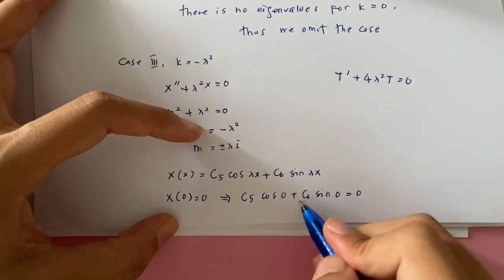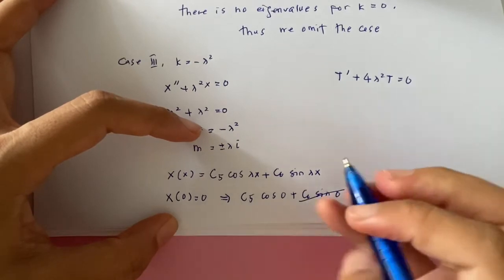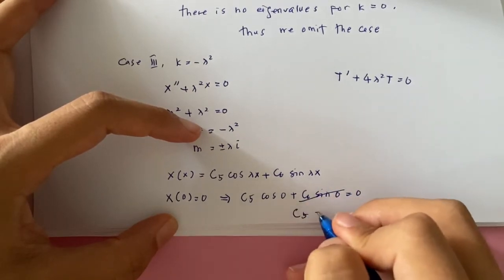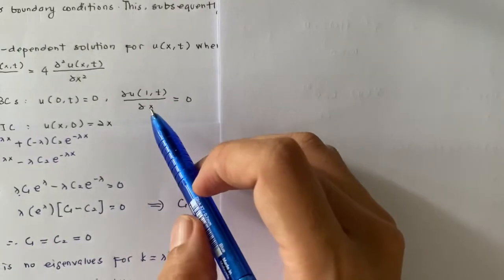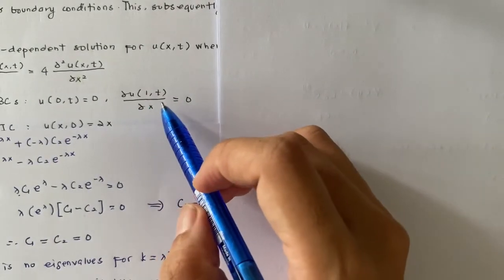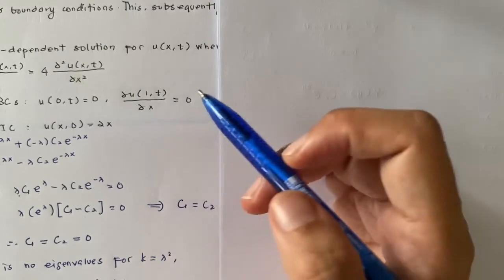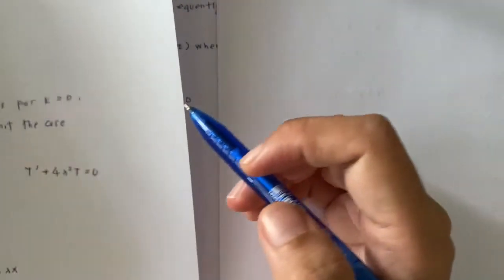Sin 0 is equal to 0. Cos 0 is equal to 1. So you have c5 equal to 0. And then we have the second boundary condition, x prime 1 equal to 0. So find the x prime for this one.